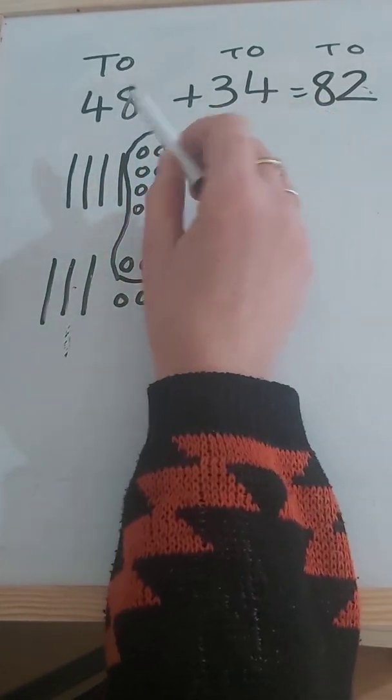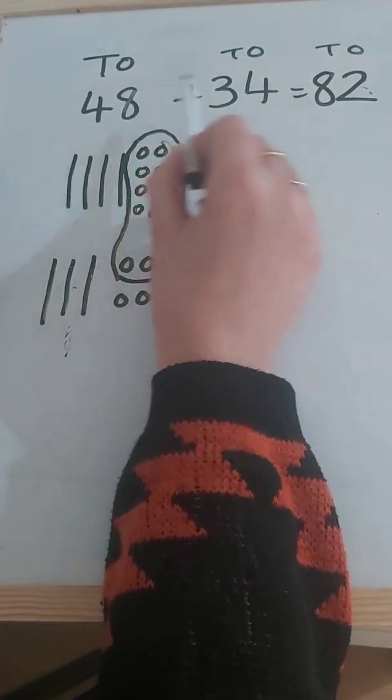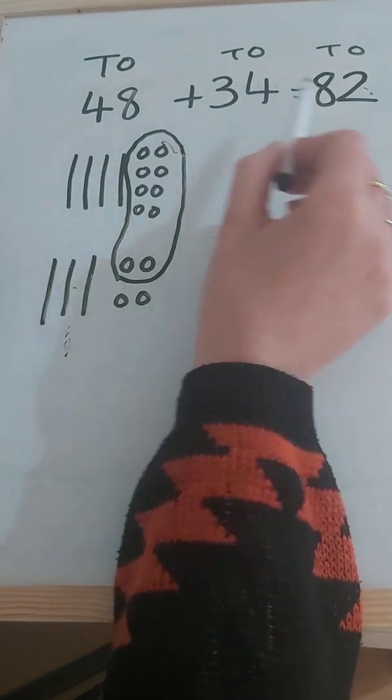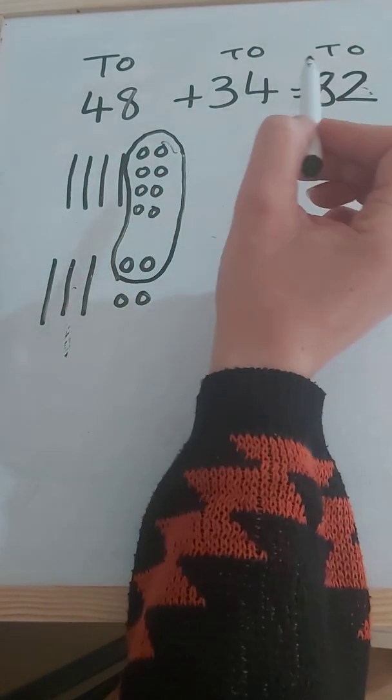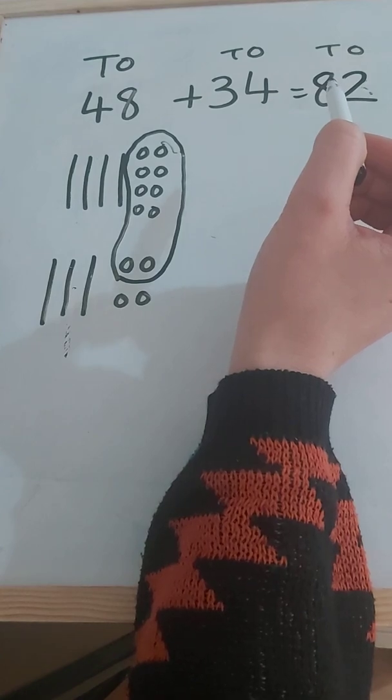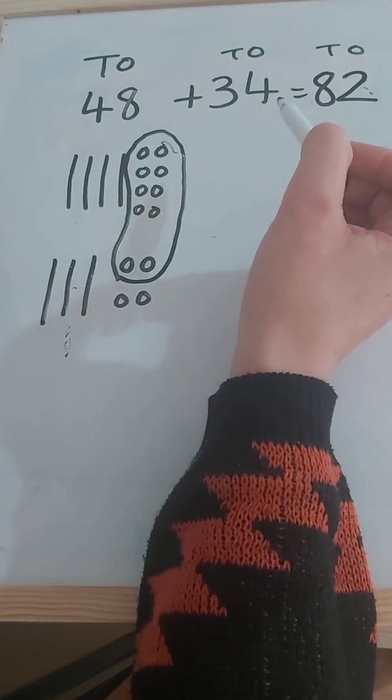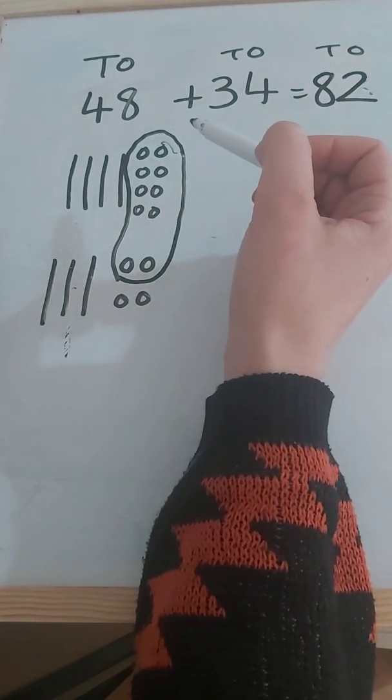the right number. It's good to estimate, isn't it? 48 is nearly 50. And if I added on 30, I'd get 80. So it's got to be about there. I hope that makes sense. All I can say is keep trying, practice. Keep coming back to the video if you need to.